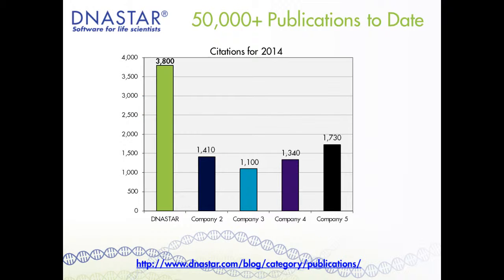This long history and wide use for applications has made DNASTAR the leader in citations in peer-reviewed journals. For the past 30 years, more researchers have cited DNASTAR software in scientific journals than any other commercially available sequence analysis software. In fact, earlier this year, we surpassed 50,000 total publications.